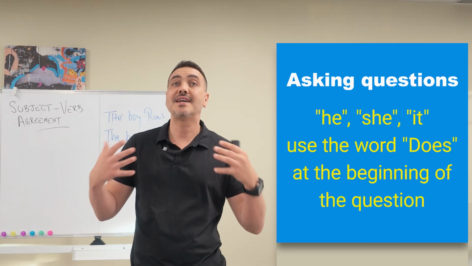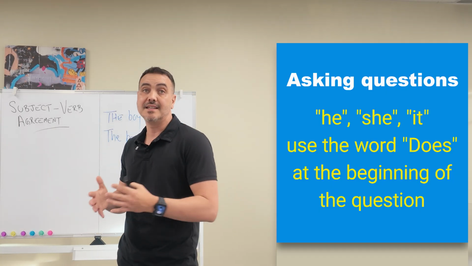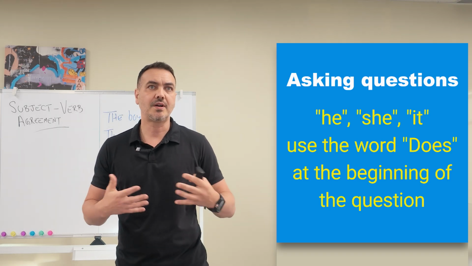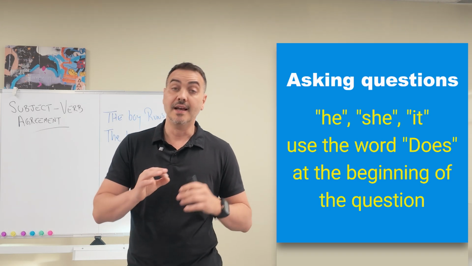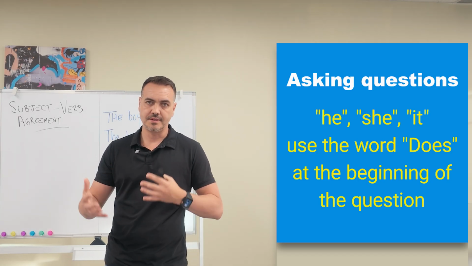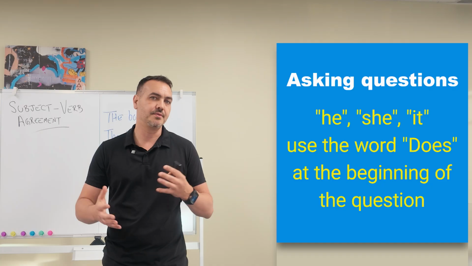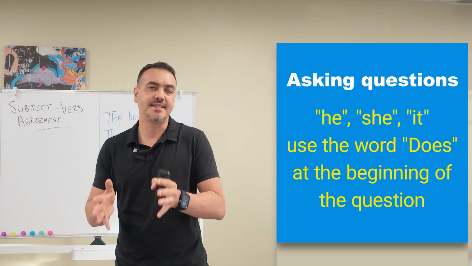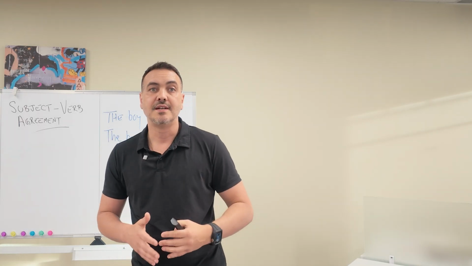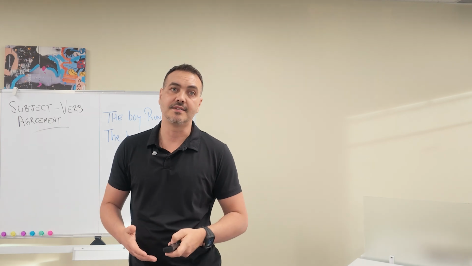Again, after does, the main verb stays in the base form. So the correct way is, does she work here? The incorrect way is, does she works here? Learn how to distinguish between those two short sentences. One is correct, one is incorrect. Does he speak English? Does he speaks English is incorrect, okay?